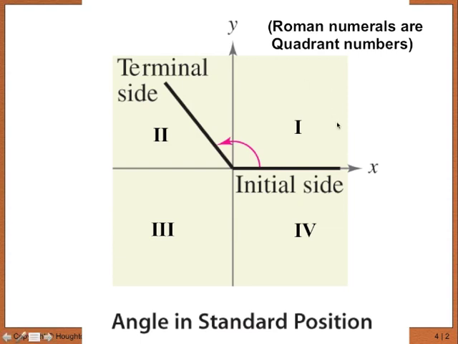Now the Roman numerals represent the quadrant numbers, so quadrant 1, and then going counterclockwise from quadrant 1, we have quadrant 2, quadrant 3, and quadrant 4. The initial side is on the positive x-axis, and the terminal side is in various places in the different quadrants. So this would be an angle in standard position, and the pink arrow here indicates the magnitude of the angle.